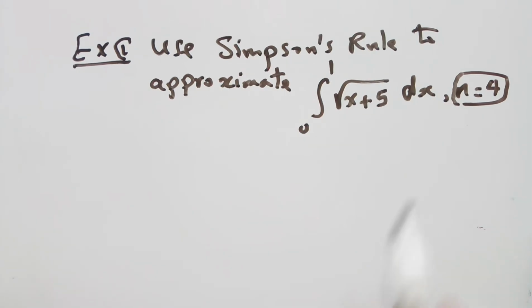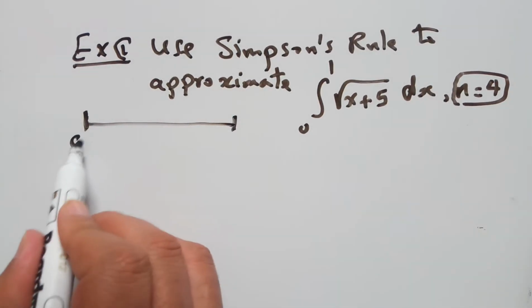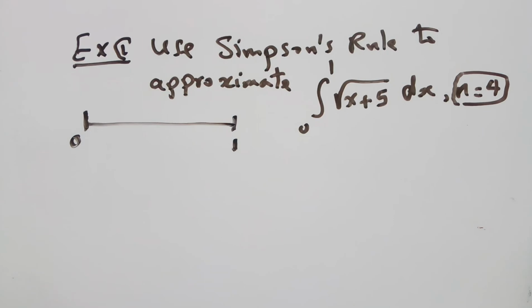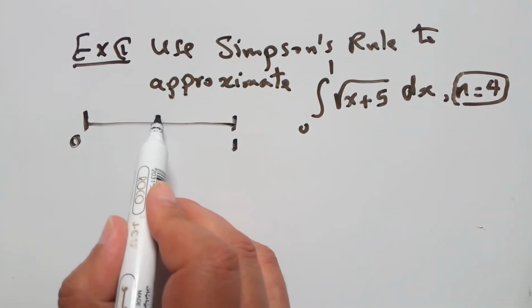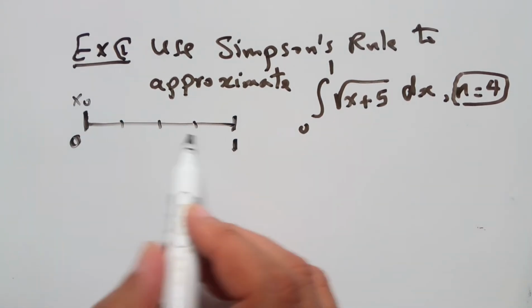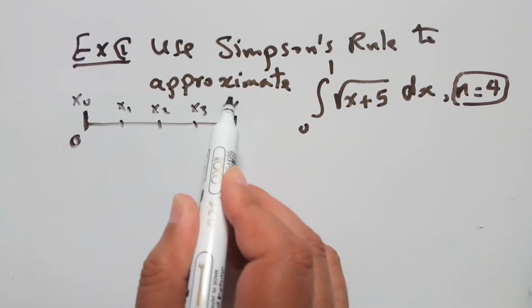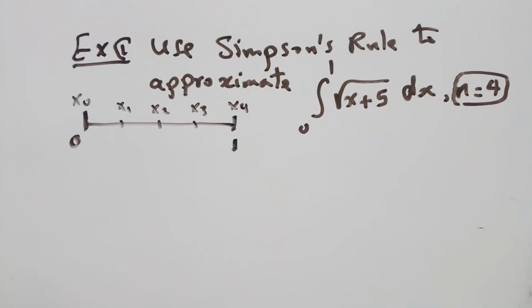How to solve? Here n is equal to 4, then the closed interval from 0 to 1, you will divide it into 4 equal parts. Okay, then you have here 2 equal parts and here 4 equal parts. This is x naught and this is x1, this is x2, x3, x4, and n equals 4.